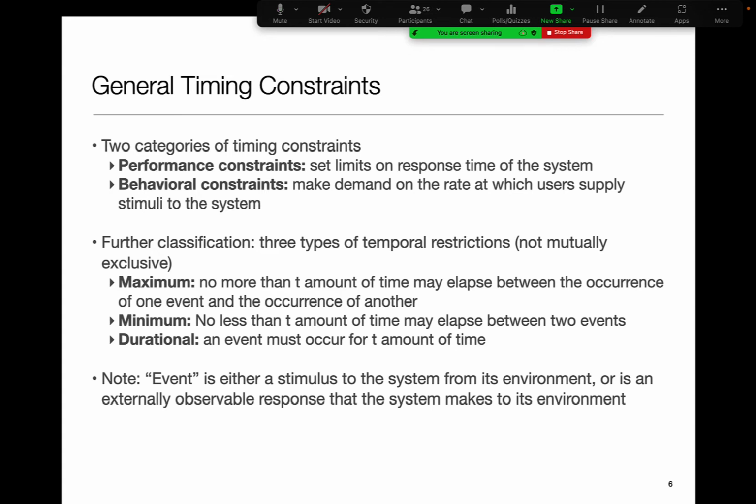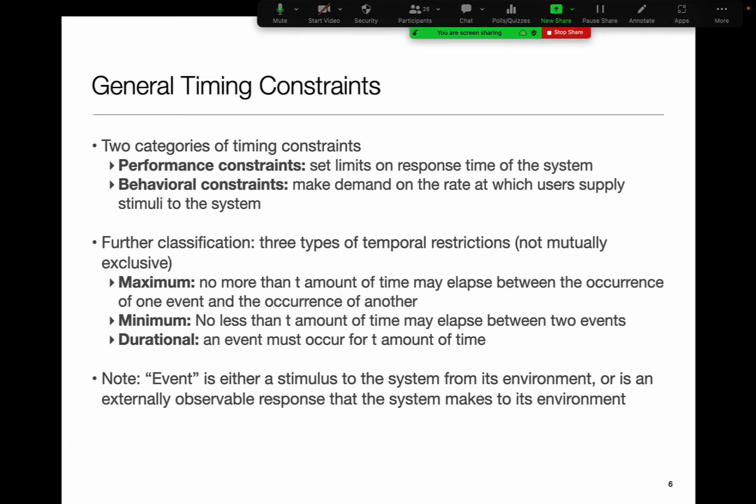So the former category are performance constraints. These are constraints on the performance of the system, and the latter category are behavior constraints, which are in some sense making an expectation or a demand on the surrounding environment. And if the surrounding environment doesn't keep up its side of the bargain, then our system will fail. Of course, the big question here is, are those expectations from the surrounding environment reasonable and correct?